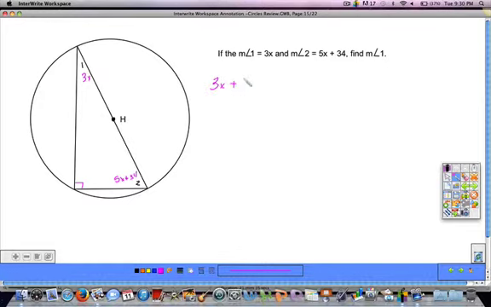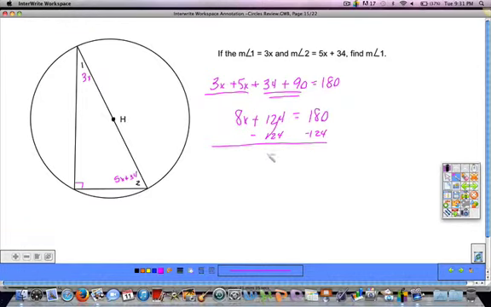So 3x plus 5x plus 34 plus 90. This one plus this one plus this one must equal 180. It's a triangle. All triangles equal 180. Combine like terms: 8x, and then that would be plus 124 equals 180. Subtract the 124, and 8x must be equal to 56.